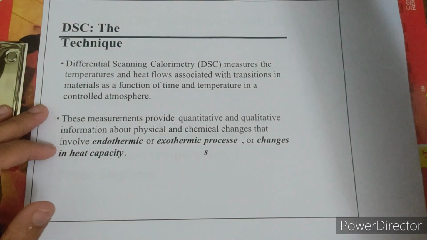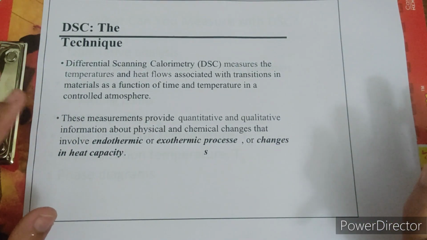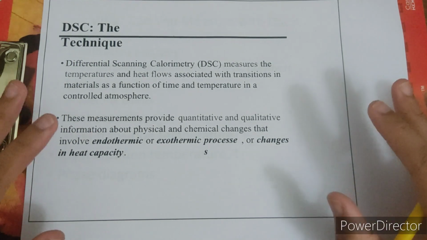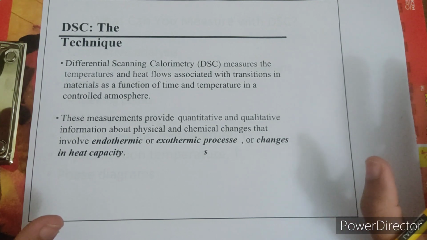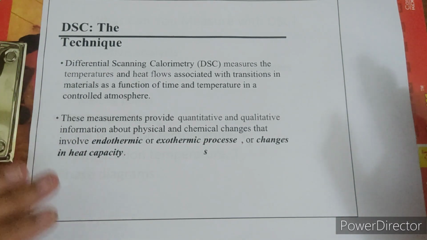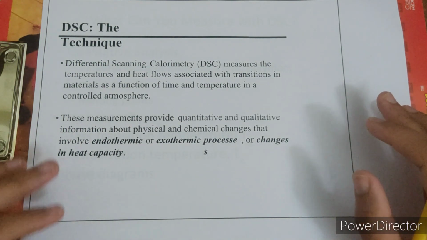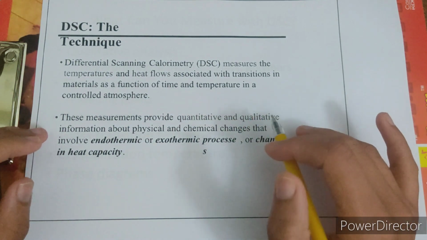So these are the definitions of calorimetry, differential calorimetry, differential scanning calorimetry, endothermic and exothermic. So DSC is a technique. What is the principle and how does it work? Simple. In DSC you get to know about temperature and heat flow, which involves transitions like change of structure, change of crystallization, then the melting point and all those factors. So it is given as a function of time and temperature in a controlled atmosphere.